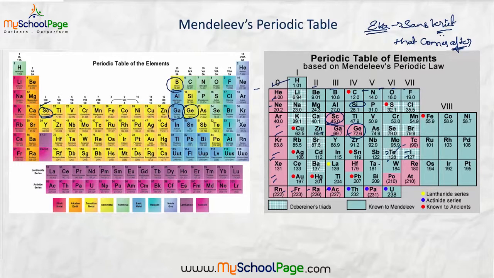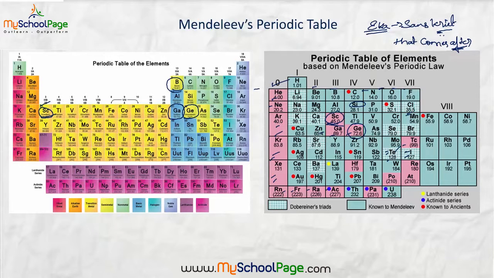Another important drawback of Mendeleev periodic table was that Mendeleev could not give proper position to the isotopes of the elements. Like for example, chlorine. Chlorine has two isotopes: chlorine 35 with the atomic mass 35 and chlorine 37 with the atomic mass 37. Mendeleev could not give proper position to the isotopes of chlorine. What the modern periodic table does is that it takes the average of the two atomic masses of the isotopes and gives that in the periodic table.